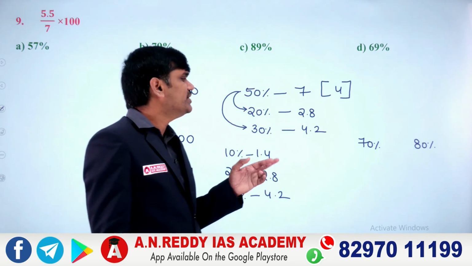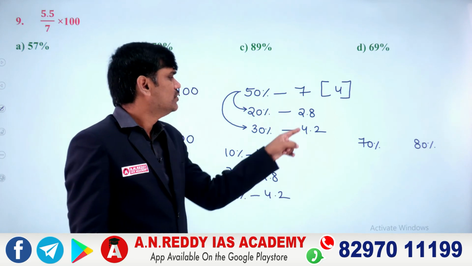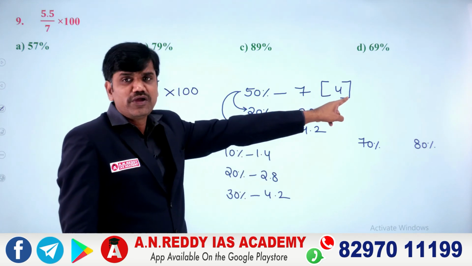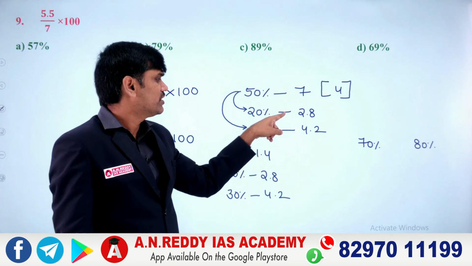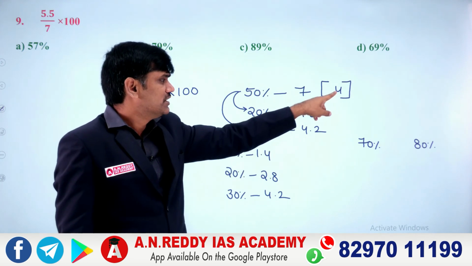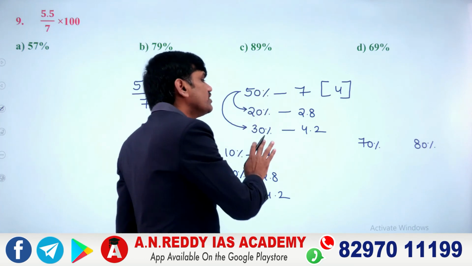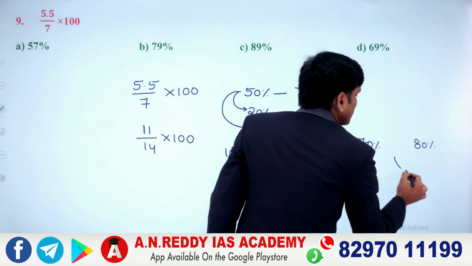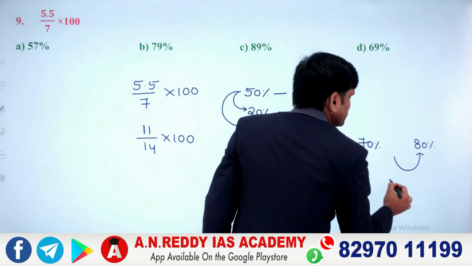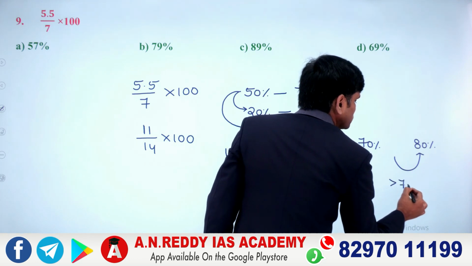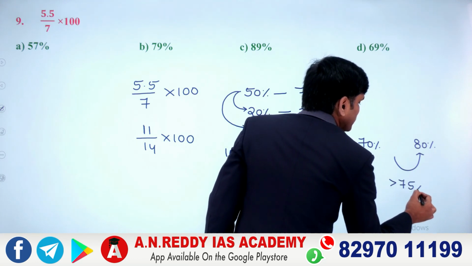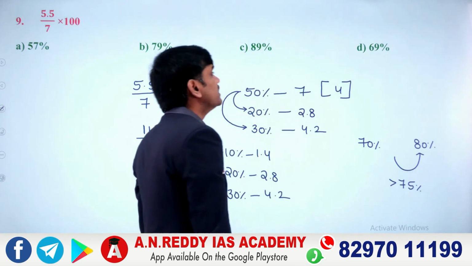So anyway, to be added is more nearer to what? To be added, we have to add 4. So to be added is more nearer to 20% or 30%. That 4 is more nearer to 30%. That means your answer will be more nearer to 80%. As it is more nearer to 80%, it has to be more than 75% and less than 80%.